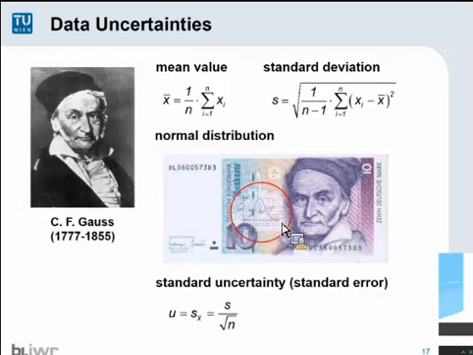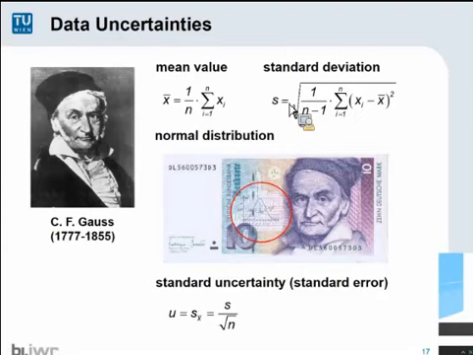Okay, and one additional thing that you need to know is a term that is called standard uncertainty or standard error. This is something completely different to the standard deviation that I mentioned above. These two parameters that I mentioned above describe the sample distribution. So you are sampling a population, and these two parameters describe the mean value and the standard deviation of the individual elements of the sample.